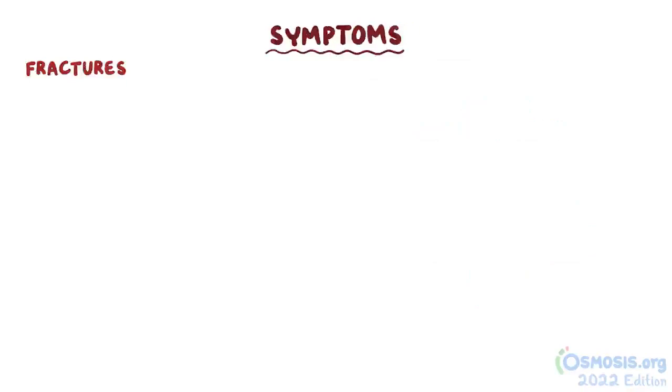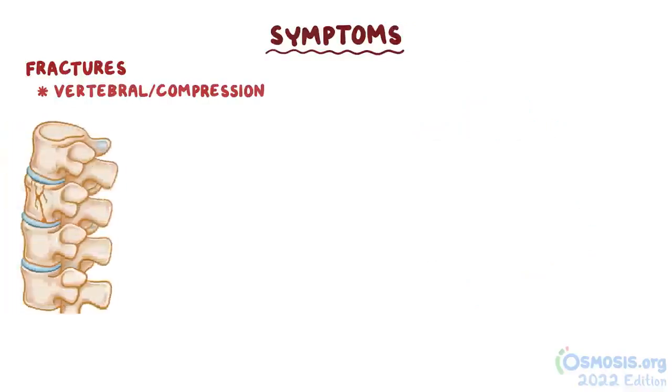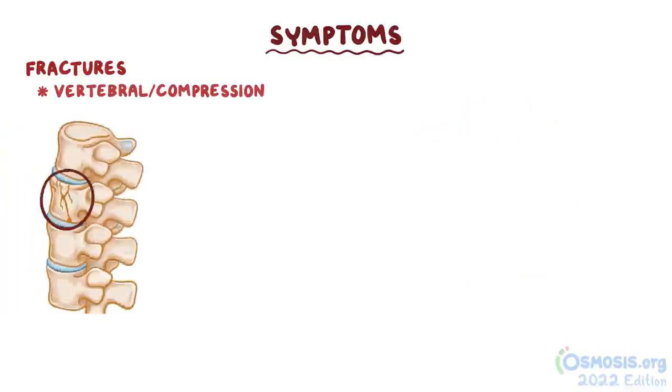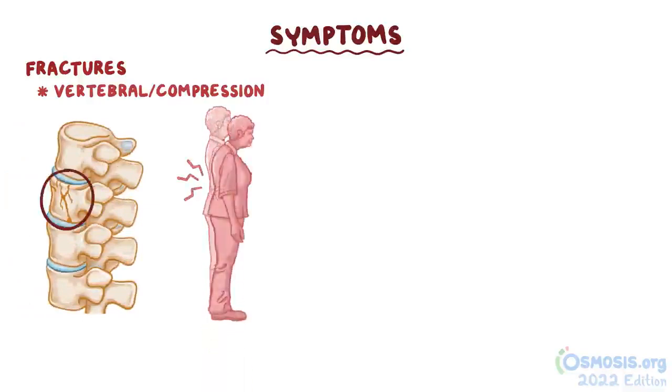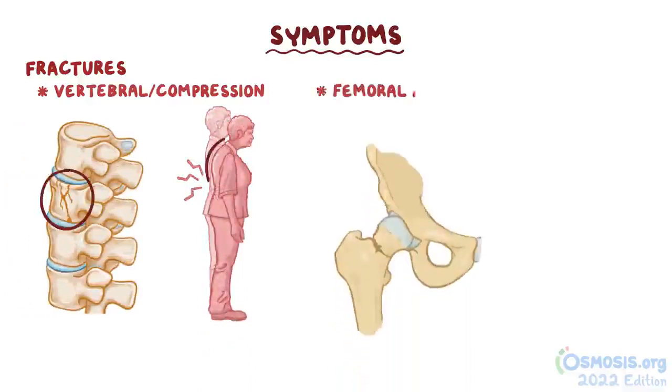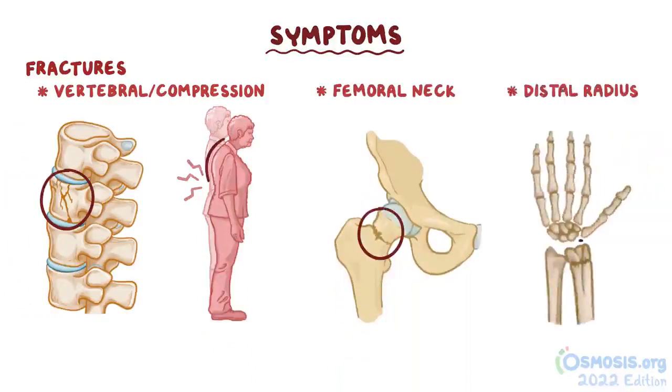The most common type of fractures are vertebral fractures, also known as compression fractures, and that occurs when one or more bones in the spine weaken and shatter. Vertebral fractures cause back pain, height loss, and a hunched posture. Femoral neck fractures and distal radius fractures can also occur, and they're often associated with postmenopausal osteoporosis.